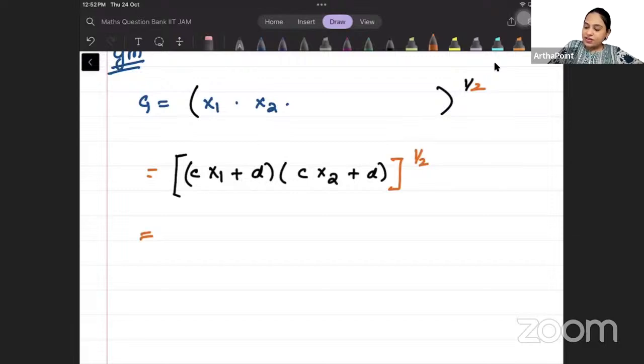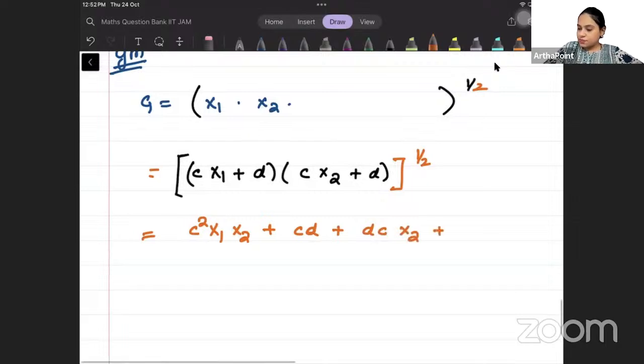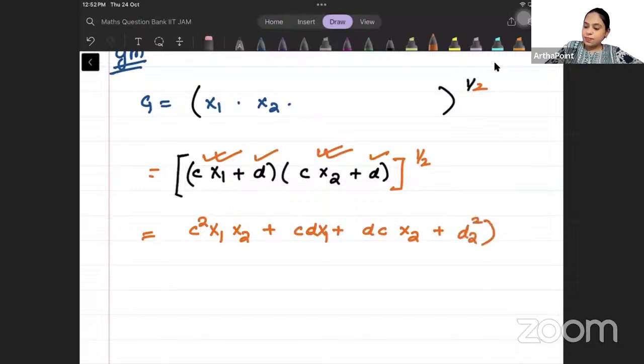You will observe that I will get C square x1 x2 plus CD x1 plus CD x2 plus D square, the whole thing to the power 1 by 2, right? Now, first of all, I cannot take them separately.